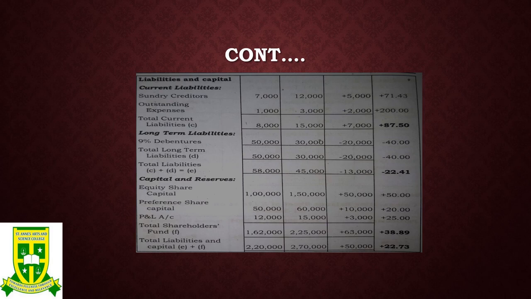So everything has been found out. Now we are going to add the total liabilities and total shareholders fund. If you add 58,000 plus 1,62,000, you will be getting 2,20,000, and if you add 45,000 plus 2,25,000, you will be getting 2,70,000. So it has increased by 50,000. So you will be writing 50,000 divided by 2,20,000. The value is 22.73. So both the assets and liabilities columns will be tallying.